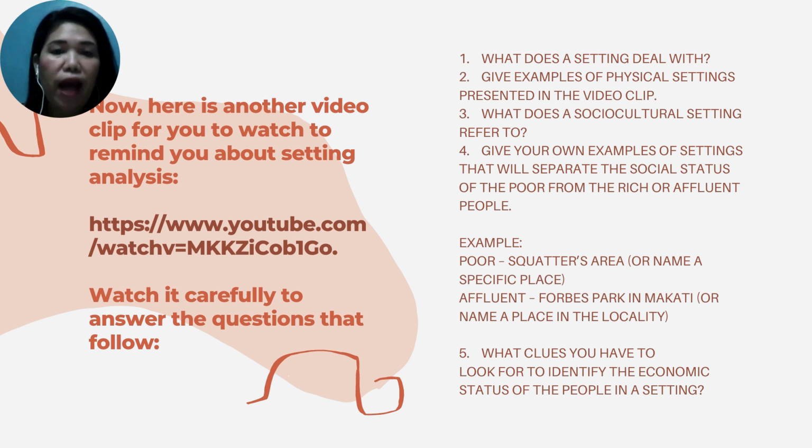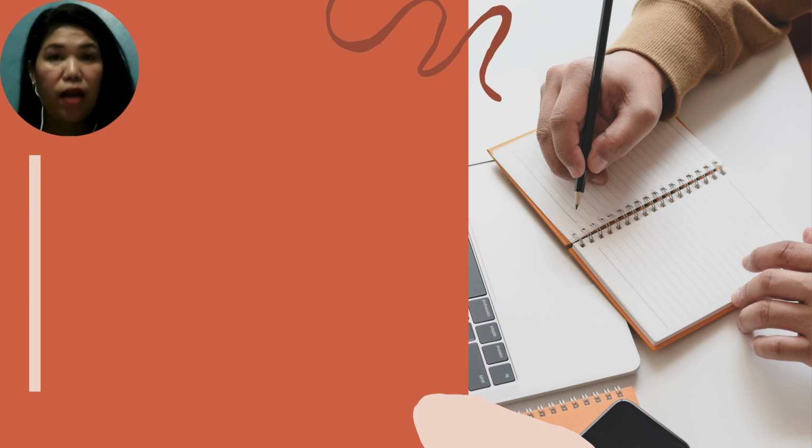Example, for poor, we have the squatters area, or you can name a specific place. And an example of affluent is a place like Forbes Park in Makati, or name a place in our locality. And number 5, what clues do you have to look for to identify the economic status of the people in a setting? So what are the clues that will tell you that those people are rich or poor? You may answer it now.